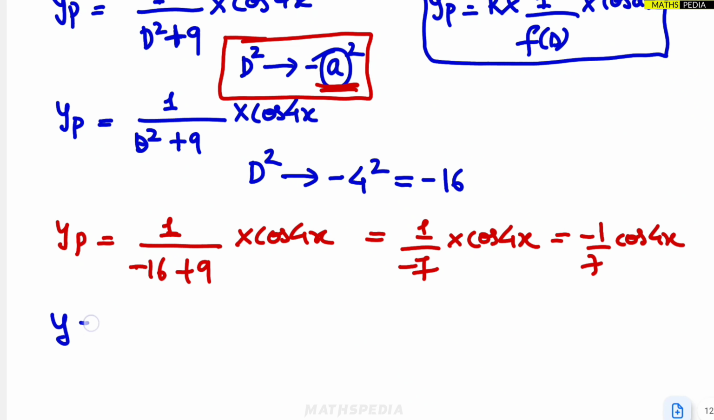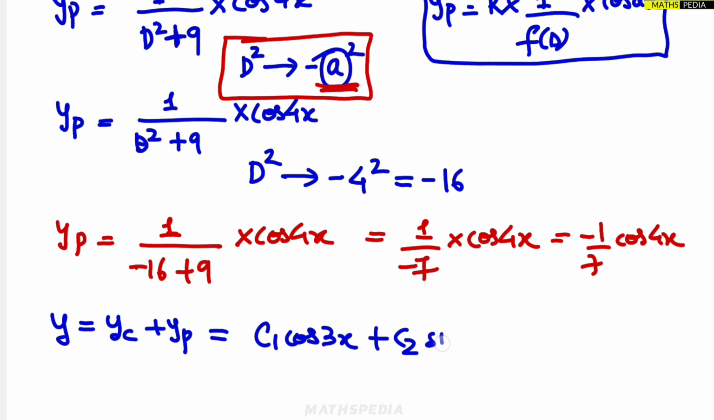So our y value will be equal to yc plus yp. So yc is nothing but the previous value which we got, which is equal to c1 cos 3x plus c2 sin 3x, plus this value you have to put, which is nothing but minus 1 by 7 cos 4x. So this will be the answer.